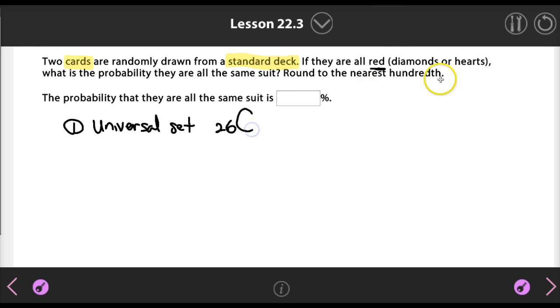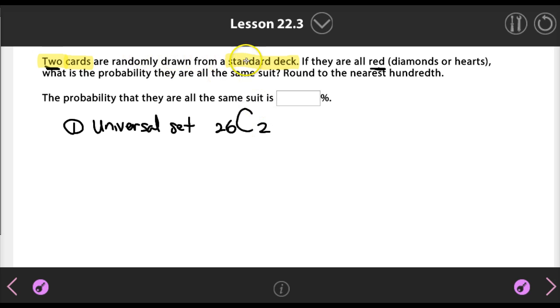And so out of 26, how many are we choosing? We're using C for combination, okay? Let's see. If they're all red, what is the probability that they're all the same suit? And how many cards were we selecting? Oh, I didn't highlight this important piece. I'm like, what's wrong with this problem? Okay, we're selecting 2 cards, okay? So the universal set is out of all the red cards, you're choosing 2.